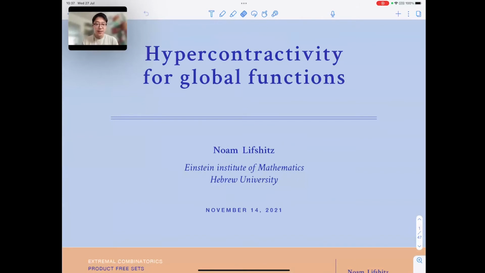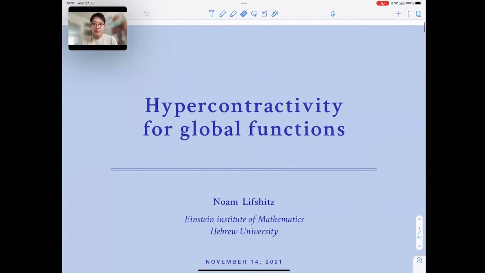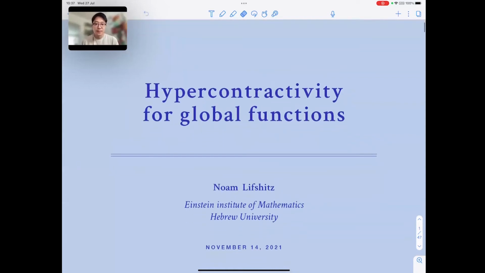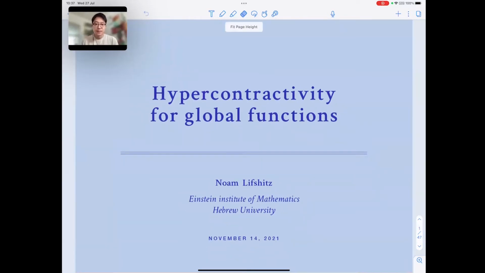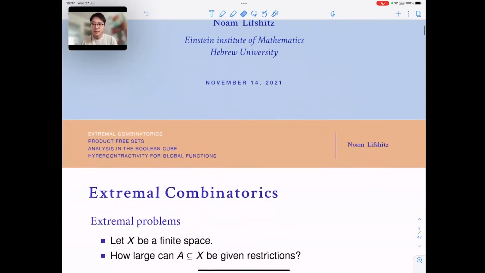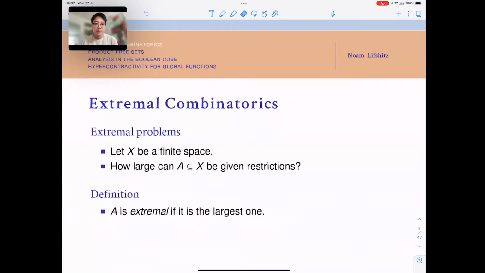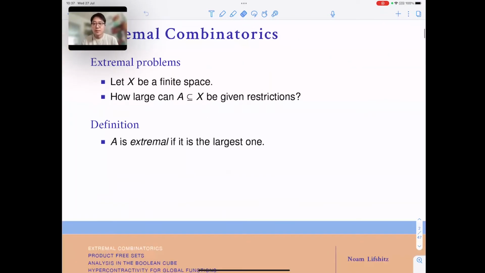Okay. So we'll talk about product free sets, and the main tool is going to be hypercontractivity for global functions. The problem about product free sets is in extremal combinatorics, where we want to figure out how large a set can be given some restrictions, and we call a set extremal if it is the largest set satisfying the restrictions.